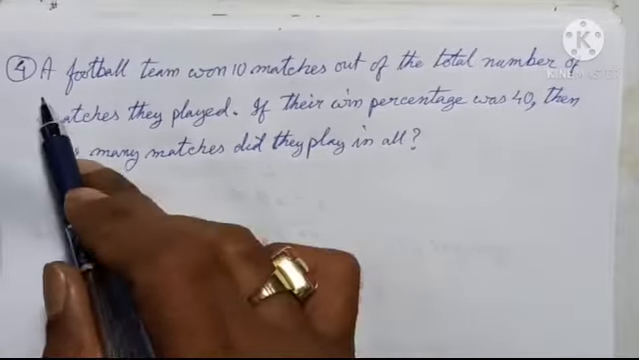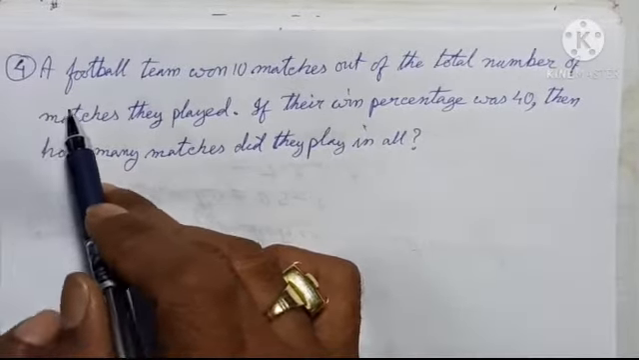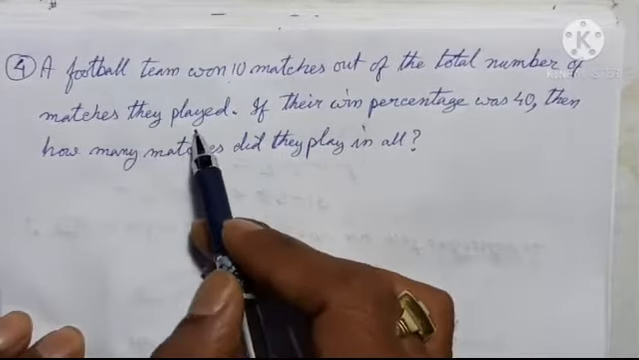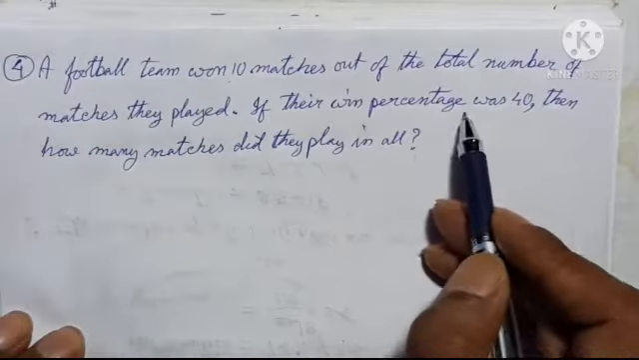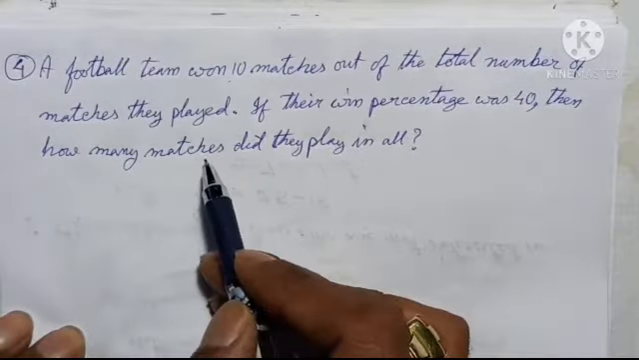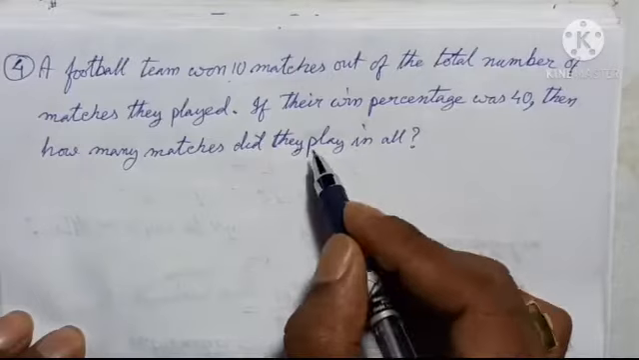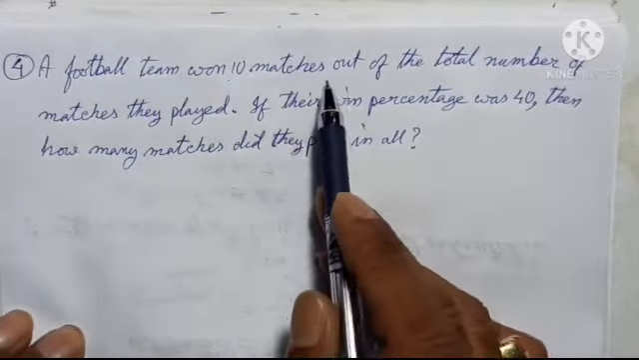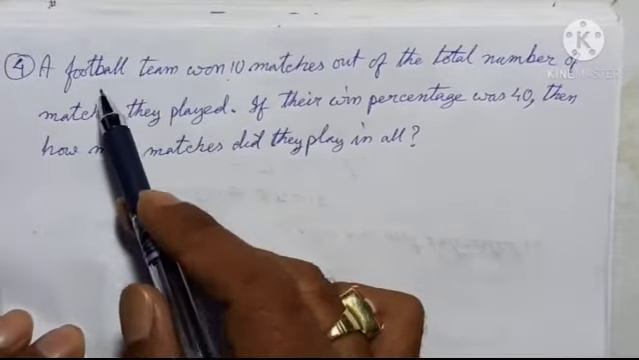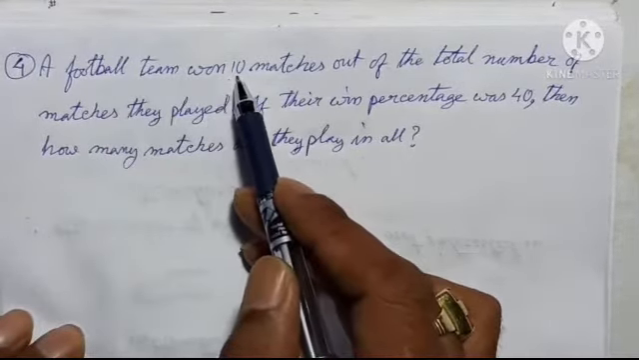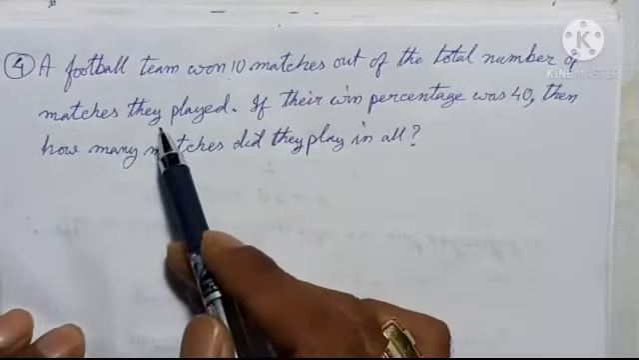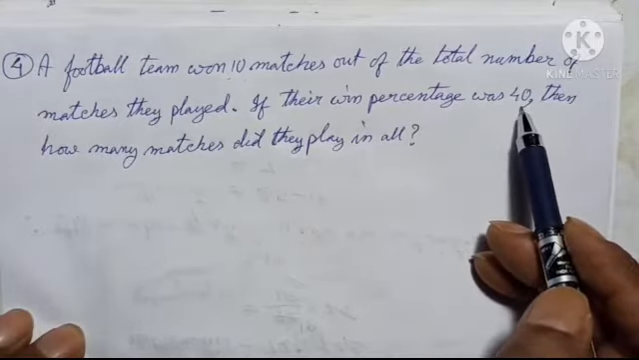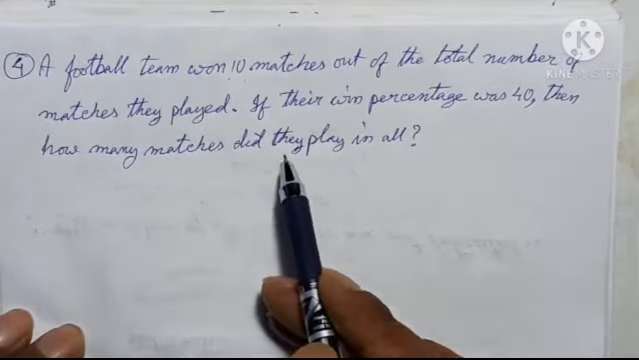Now let's try this question 4. Let's study the question. A football team won 10 matches out of the total number of matches they play. If their win percentage was 40, then how many matches did they play in all? Let's study this question well. Here the question says that a football team won 10 matches out of the total number of matches they play. If their win percentage was 40, then how many matches did they play in all?